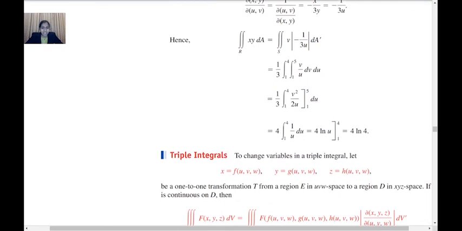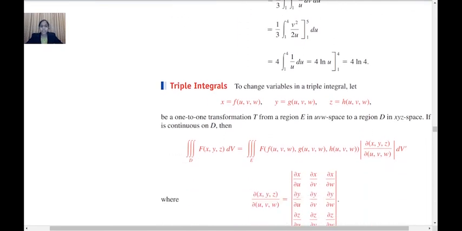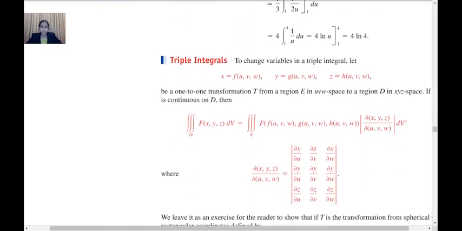Now we have the same concept in triple integrals also. We have the Jacobian. Just keep in mind the transformation is x equal to f of u, v, w, y is g of u, v, w, and z is h of u, v, w. Then the triple integral over D of f of x, y, z dV will be nothing but the triple integral over E of f, where we replace x, y, z by f, g and h, times the Jacobian and dV dash.